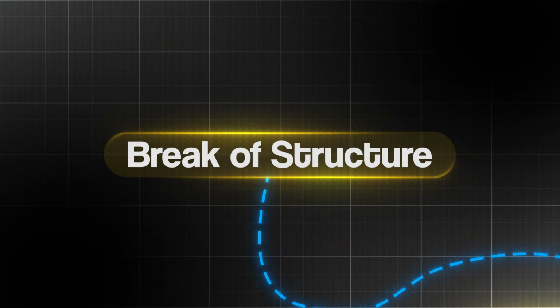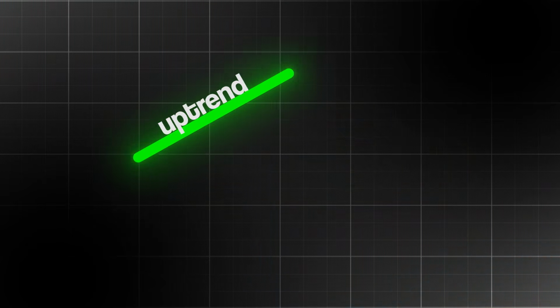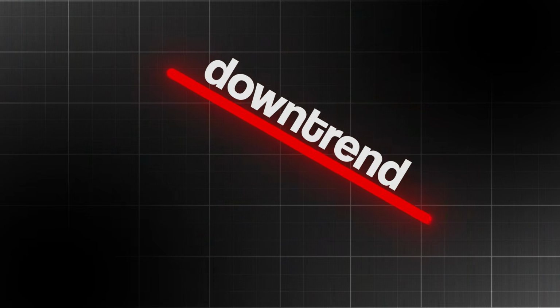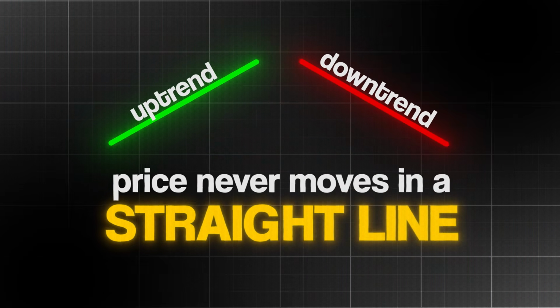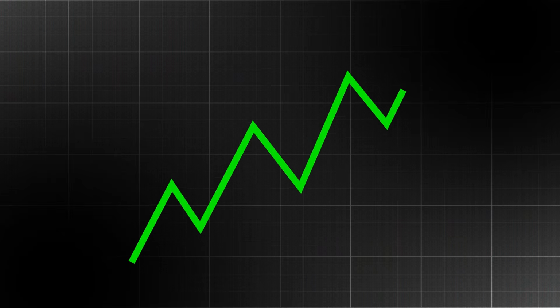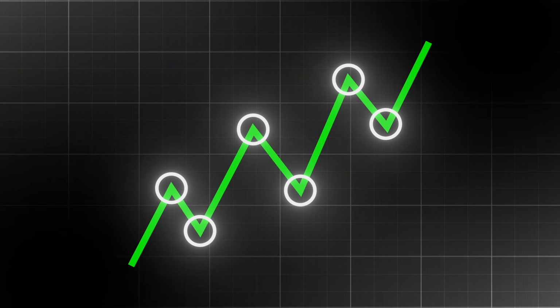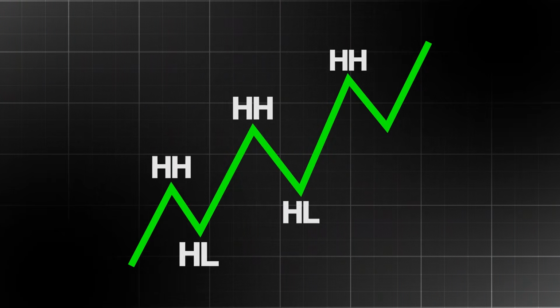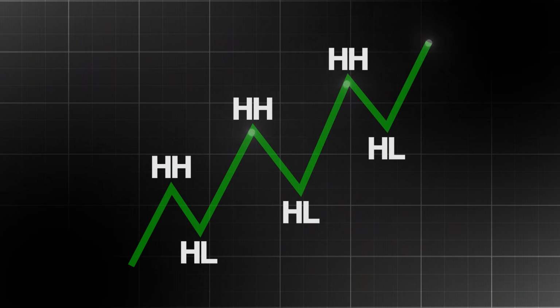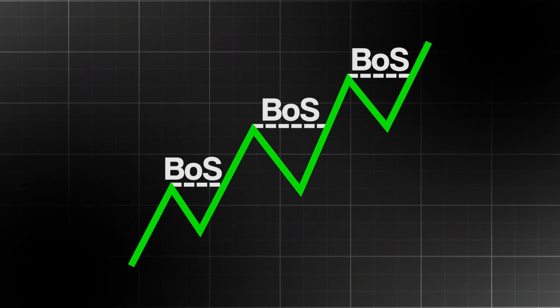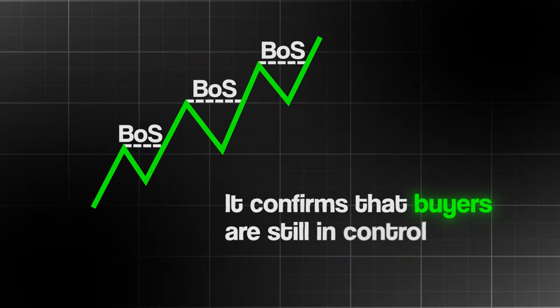Before we continue, let's quickly remind ourselves what a break of structure actually means. As we know, price can move in an uptrend or in a downtrend, but price never moves in a straight line. Instead, it moves in waves, creating highs and lows. In an uptrend, price forms a sequence of higher highs and higher lows. Every time price breaks above the previous high, that's called a break of structure. It confirms that buyers are still in control.